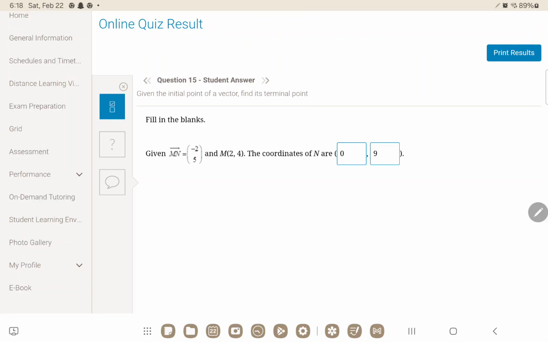Okay, so given vector MN is negative 2, 5, and the point M is 2, 4. The coordinates of N are, so you do 2 minus 2, you get 0. And then you do 4 plus 5. It's 2 plus negative 2, which is 0, and it's 4 plus 5, which is 9. So that's it, 0 and 9.